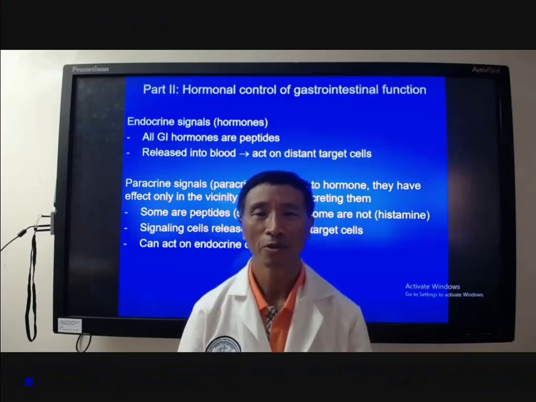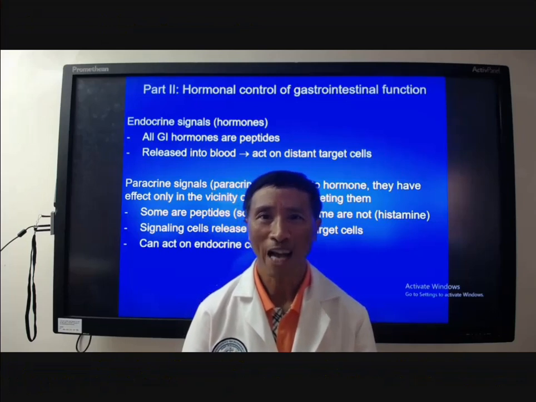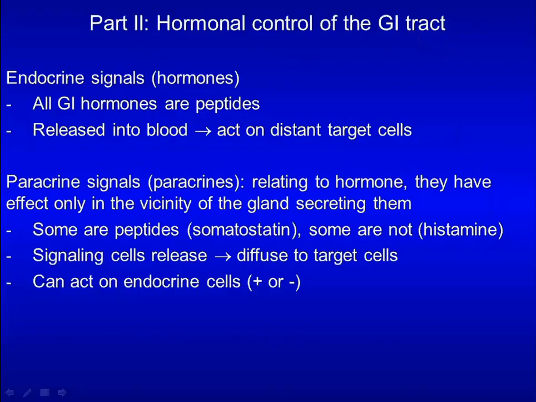Now, let's move to part 2. We will look at hormonal control of gastrointestinal function. Based on the distance that the signal travels through the organism to reach the target cells, signals can be divided into endocrine signals and paracrine signals.